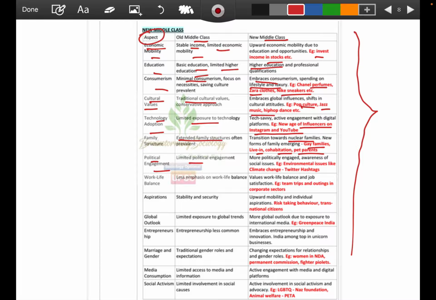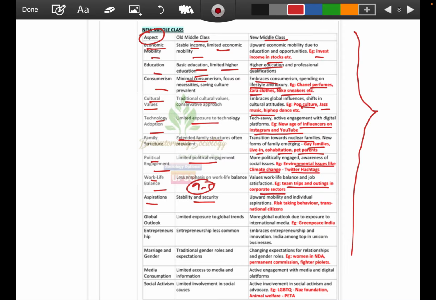Political engagement was limited. Now environmental issues like climate change, Twitter hashtags, all these are also being talked of. Work-life balance: earlier only the service class was going for a 9 to 5 type of job. Now, no. Team trips and outings in corporate sectors, where work-life balance is also being talked of. Work from home is part of middle-class societies.